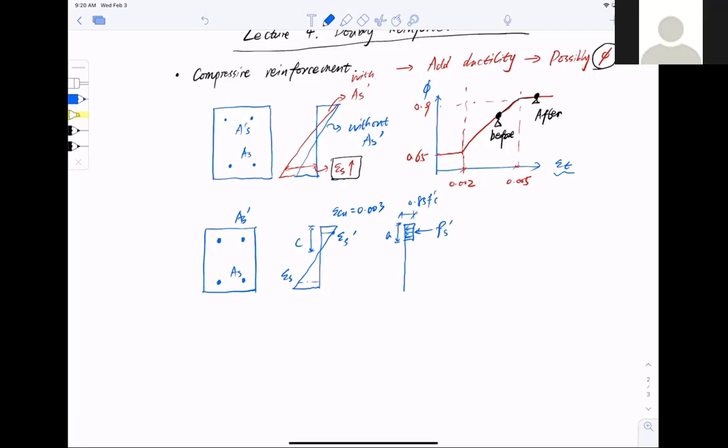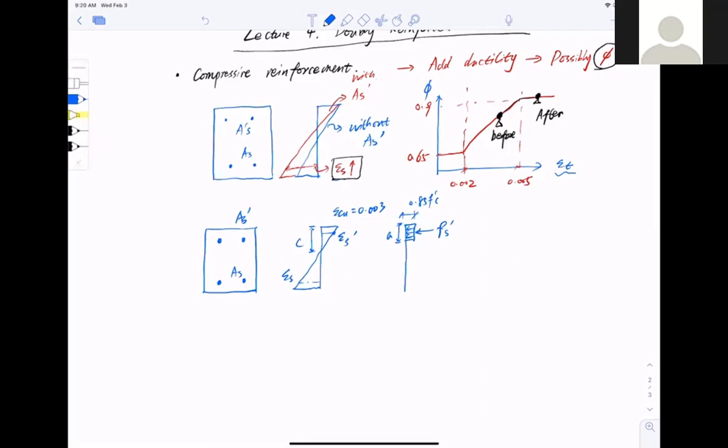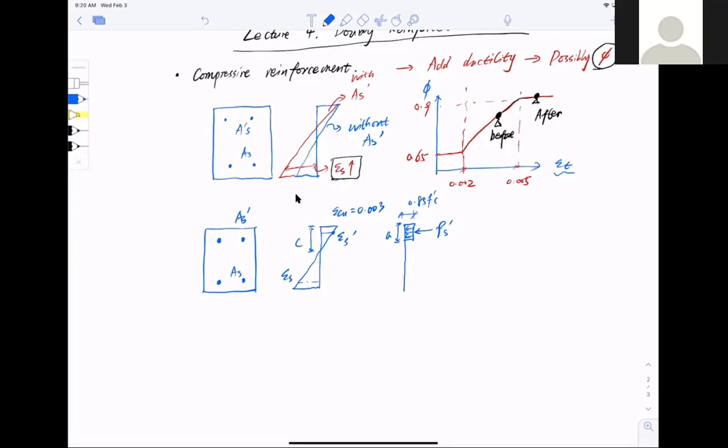Professor, would epsilon S and epsilon S prime technically be equal, because of the modulus for steel? No, they're not at all. The reason is, good question by the way, the effective compressive zone C is not half of the section. It's not symmetric, is it?